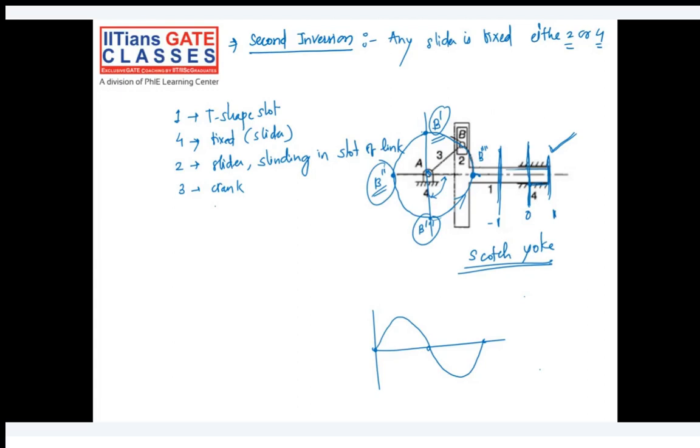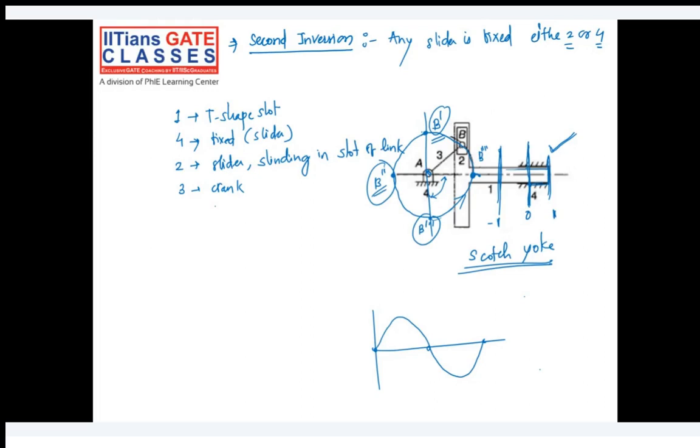From GATE perspective, you should think about the mechanism logically. You should not spend more time on the derivation part or the figures. That is the reason maybe you will find a difference in what you are saying, that people are spending 5 hours on single and double slider crank inversions.